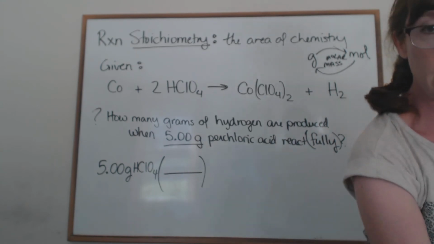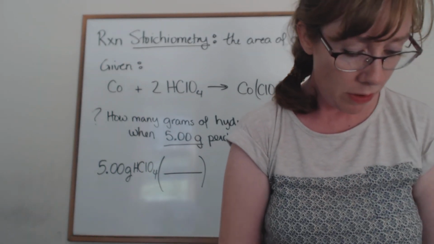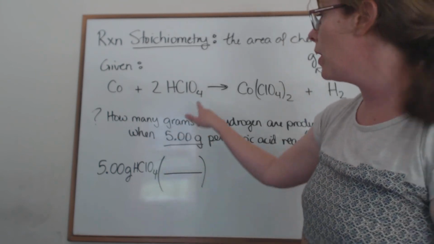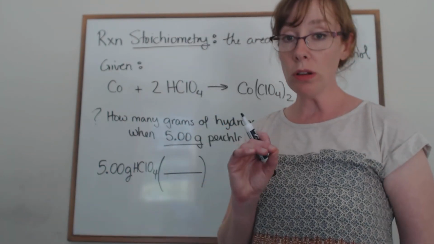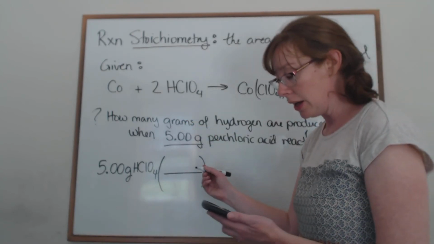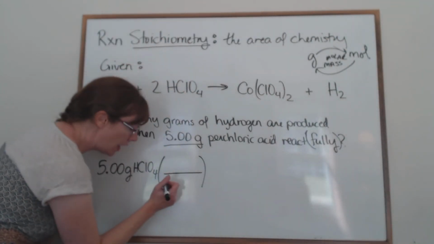Some of these I've got memorized and some of them I don't. 35.45. And we're adding 4 oxygens. That's going to be 64 total. So for the molar mass of this species, I'm getting 100.458. And I'm going to write it.